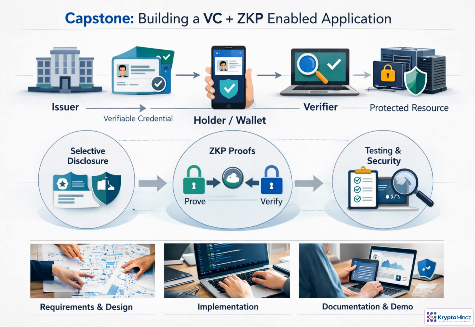In this capstone, you'll bring the full workflow together: credentials, wallets, verifiers, zero-knowledge proofs, and a protected resource. The practical goal is to design, build, test, and demo an access control application that proves eligibility without exposing unnecessary personal data.